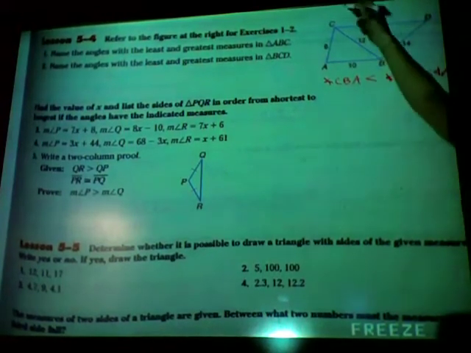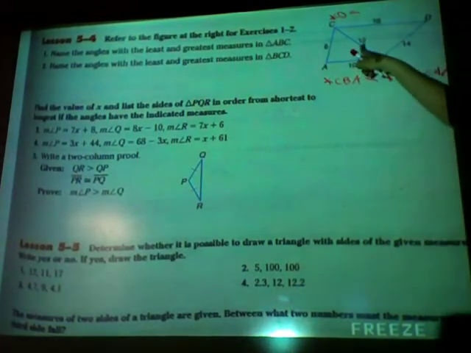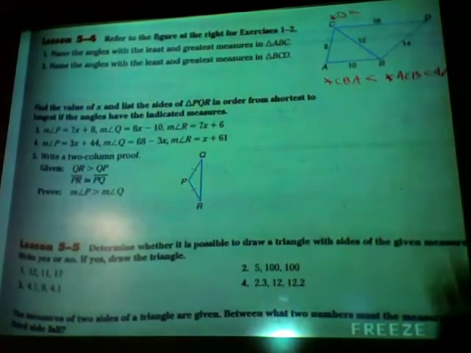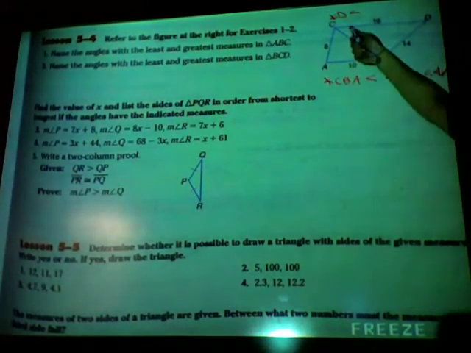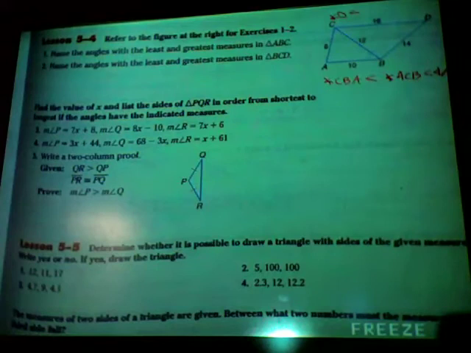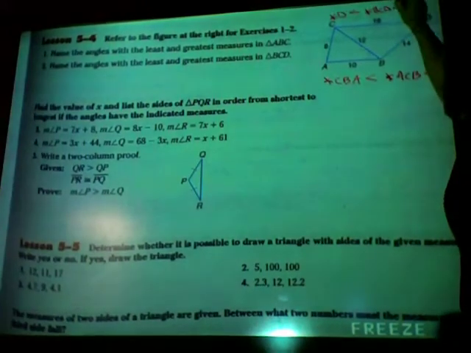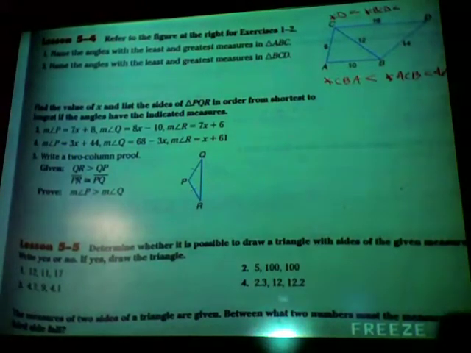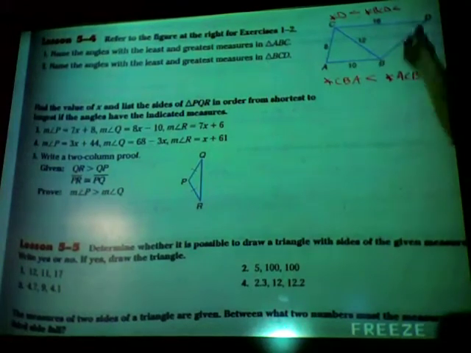Angle D, because it is across from the smallest side. What's the medium angle? C, but we can't call it C, so what are we going to call it? BCD. So angle BCD is less than, what's the largest angle? CBD.